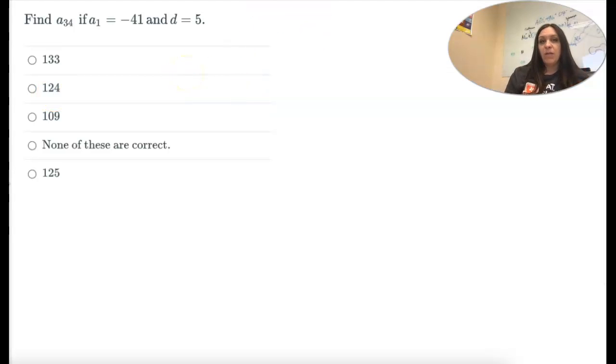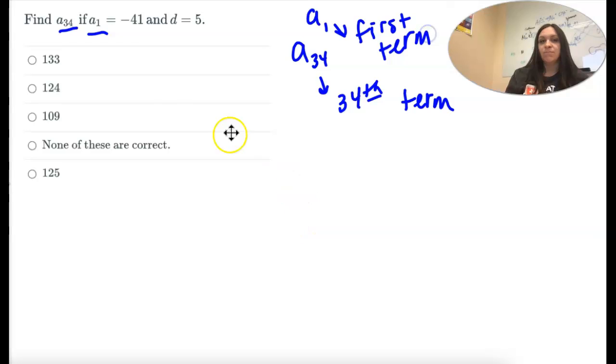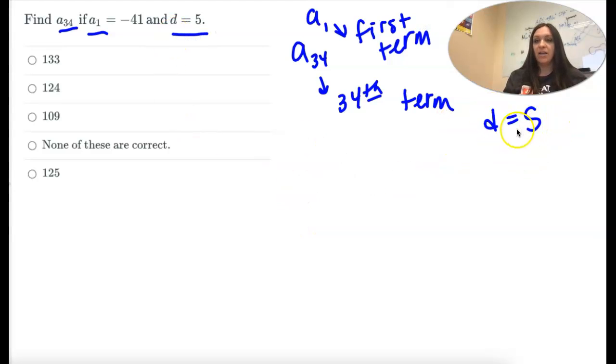So this is some notation. A34, that 34 means the 34th term in the sequence. So guess what A1 means? That means the first term in the sequence. And D is the common difference. That means we're adding 5 between each term.